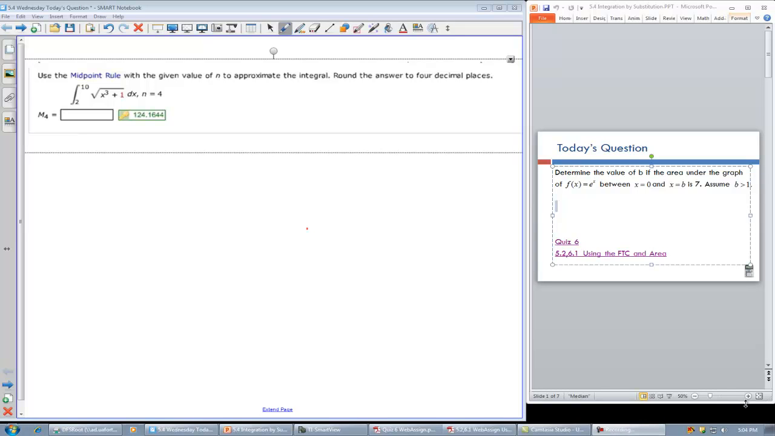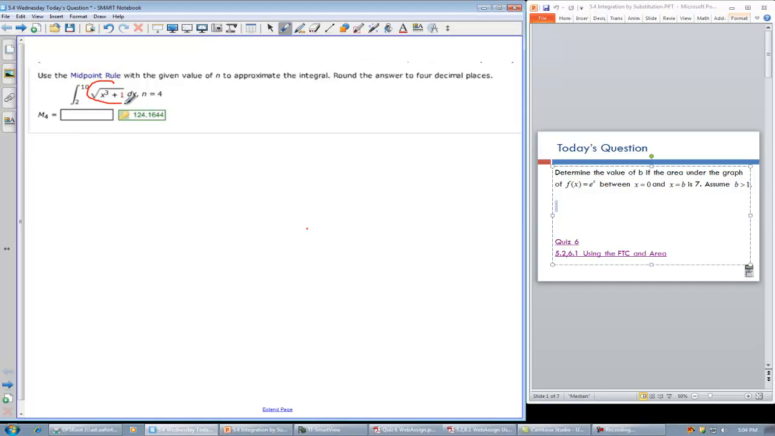Right, so today we'll start with quiz 6, and we'll start with number 3. So number 3 is right here. It says use the midpoint rule to approximate this definite integral. And so the idea is you want to graph the integrand here.